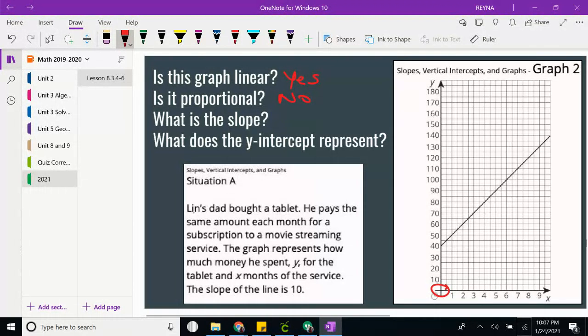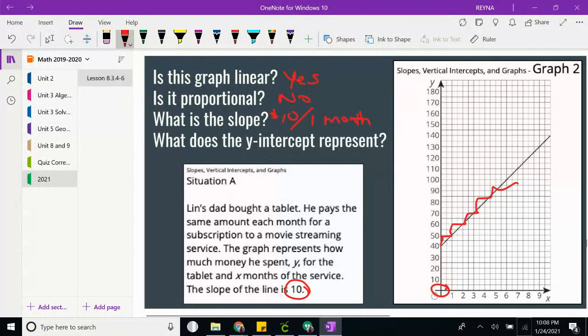If I read this, it says Lynn's dad bought a tablet. He pays the same amount each month for a subscription to a movie streaming service. The graph represents how much money he spent for the tablet and the months of the service. The slope is 10. So if we look, it goes up 10 and 1, 10 and 1, 10 and 1. So the slope is $10 for every 1 month.